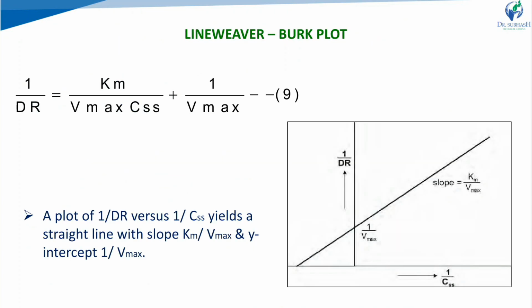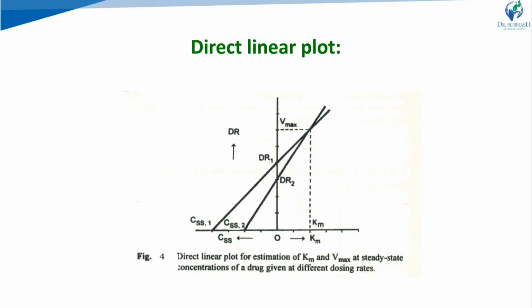So for the steady state, similar to the previous one, we have to go for the Lineweaver-Burk plot, that is reciprocating the equation: 1 upon DR is equal to Km upon Vmax into CSS plus 1 upon Vmax. Plot the graph 1 upon DR versus 1 upon CSS. From the slope we can find out Km and Vmax. From the intercept at the y-axis we have to find out the 1 upon Vmax. Direct linear plot, we have to go for it.